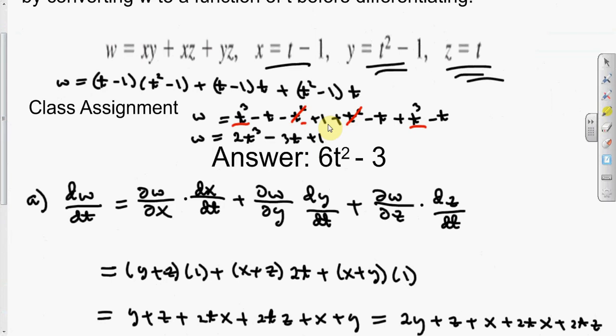Then take the derivative of that. dW over dt. That's just 6t squared minus 3. A little algebra, but you can still get home. Okay.